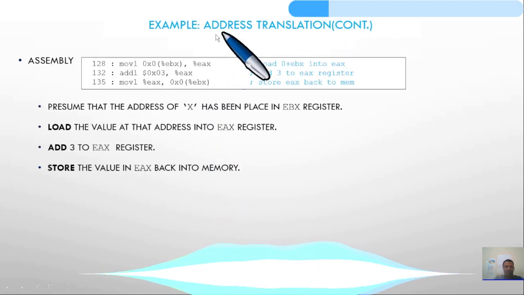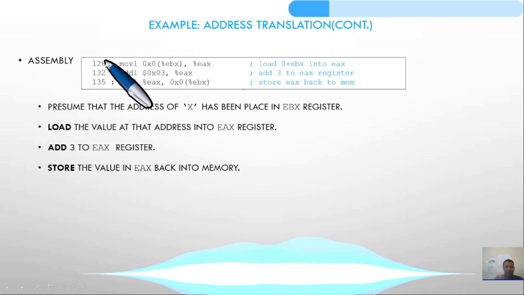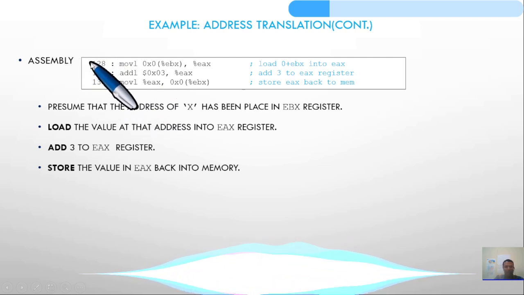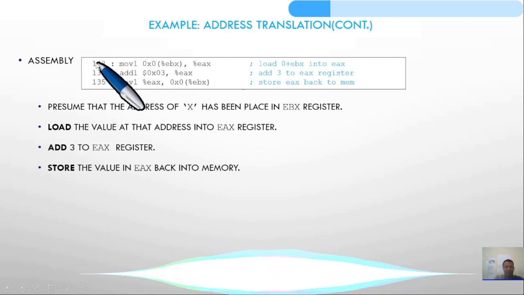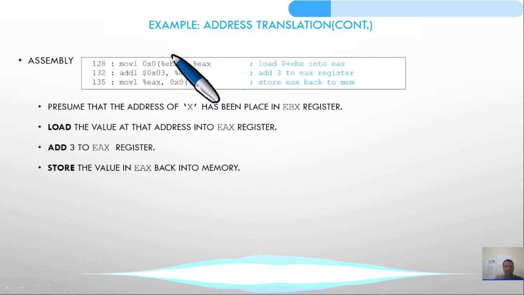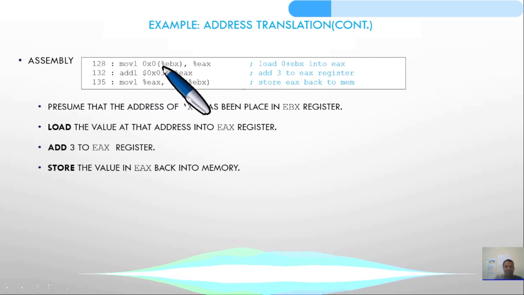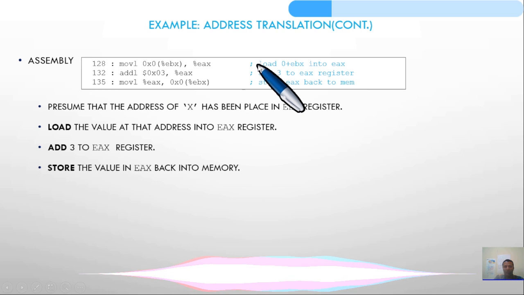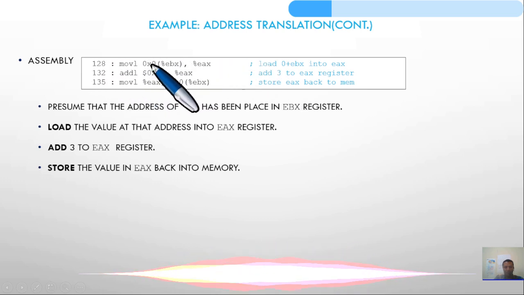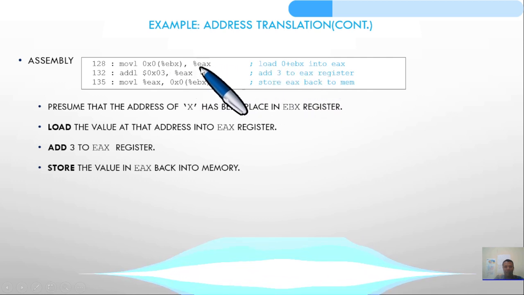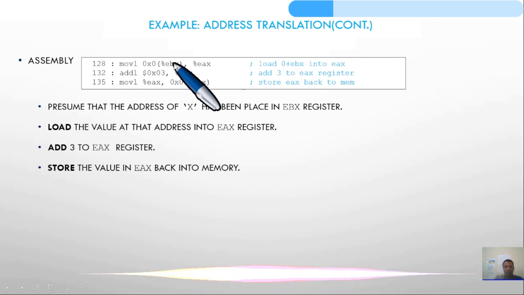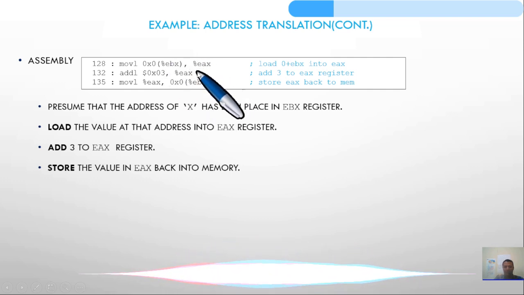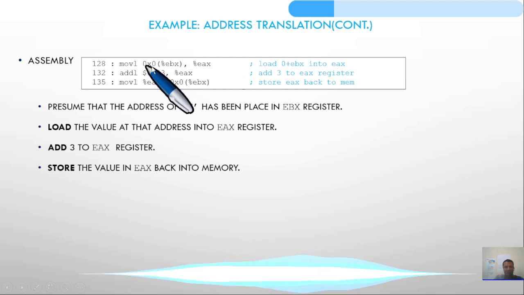Now let's see the assembly code. As you can see, there is a stack pointer, and the addresses of the instructions are 128, 132, 135. The registers here are EBX and EAX. The first line of code loads the value from EBX into the register EAX.